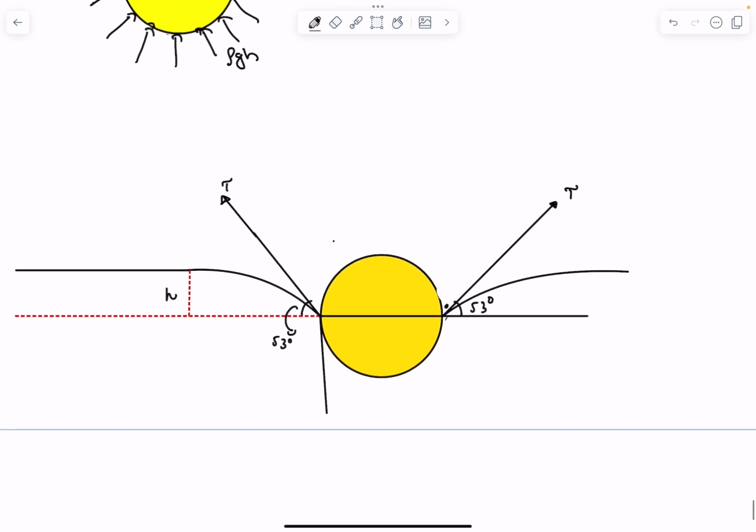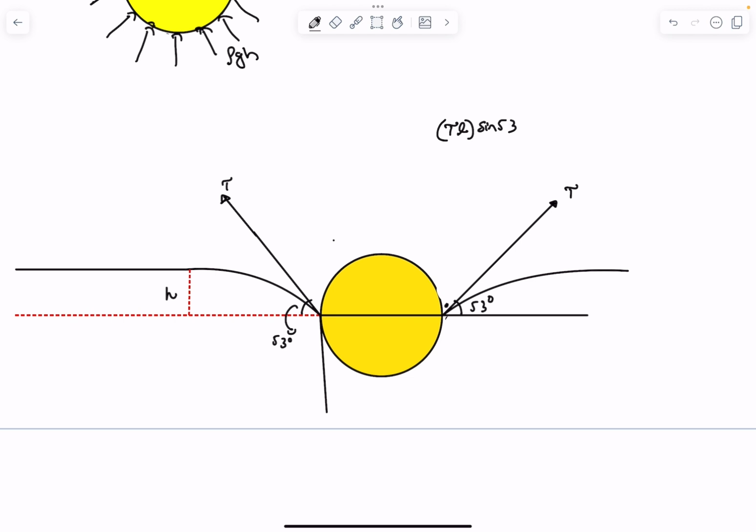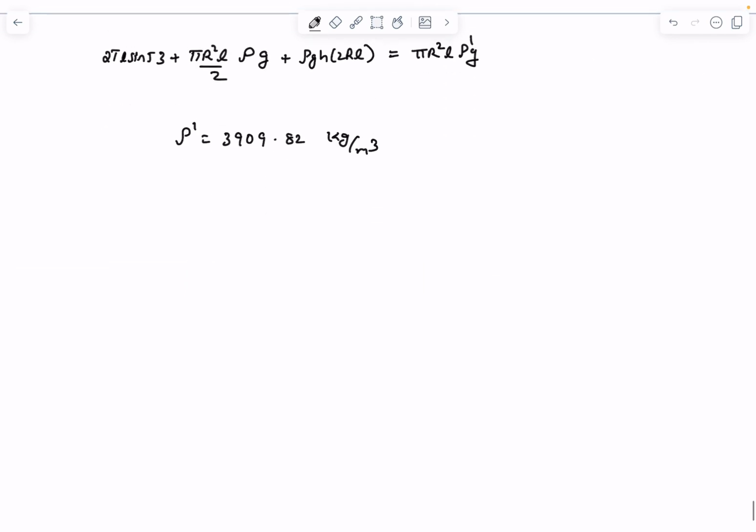So the net upward force due to surface tension will be TL, where L is the length of the cylinder, times sine 53, and 2 times of it because it is acting along both sides of the cylinder. So this is the upward surface tension force. If we add the buoyant force, this should be equal to the weight of the cylinder, which is pi r square L, the volume, times the density of the object times g. And once you substitute all the values in, you'll get the answer for the density of the cylinder as 3909.82 kg per meter cube.